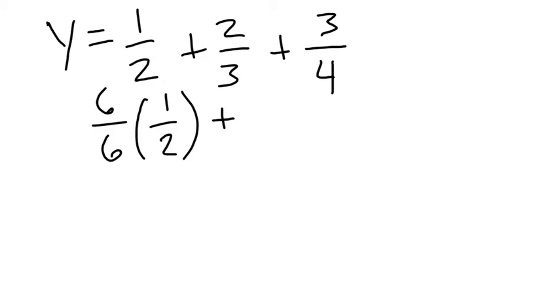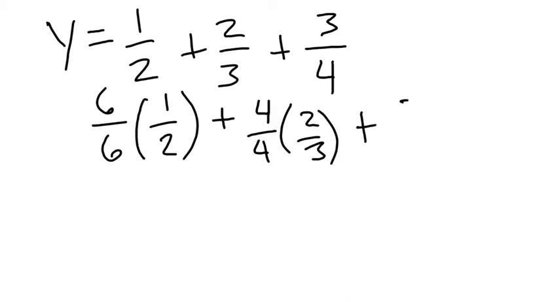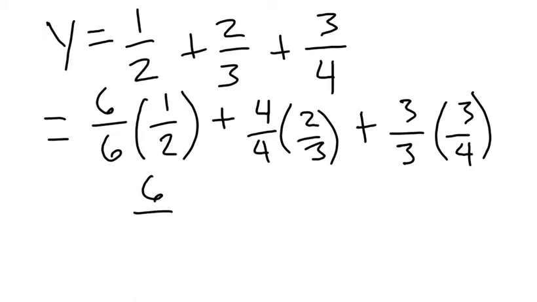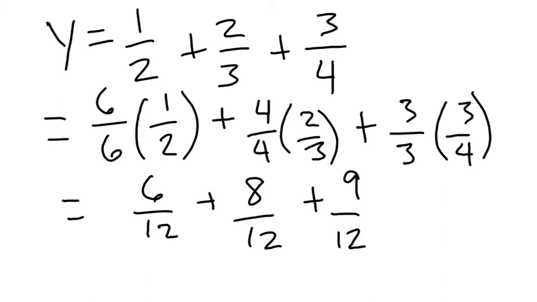Same thing as we did with x, we're going to multiply the 2/3 by 4/4, and we're going to multiply the 3/4 by 3/3, and this gives us 12 in the denominator. So we got 6/12 here, and then we have 8/12, and then we have plus 9/12, which gives us 23/12.